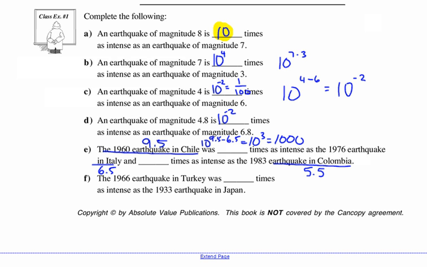And what's Italy's compared to Colombia? Oh wait, let's read this. Chile to Colombia, sorry. Chile to Colombia would be 10 to the power of 4. 9.5 minus 5.5, or 10 to the 4, 10,000 times.